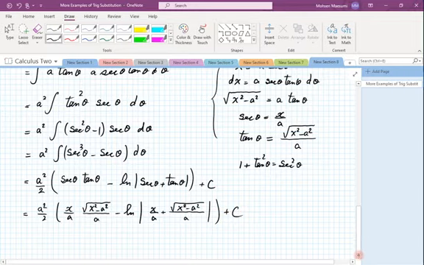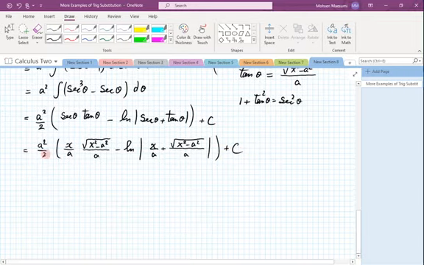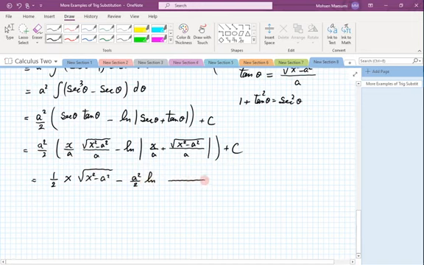plus a constant. So when I multiply through, of course a squared cancels these, so we'll have 1/2 of x radical x squared minus a squared, and then the other one is minus a squared over 2 of logarithm of. So I put an a in the denominator and take a common denominator.